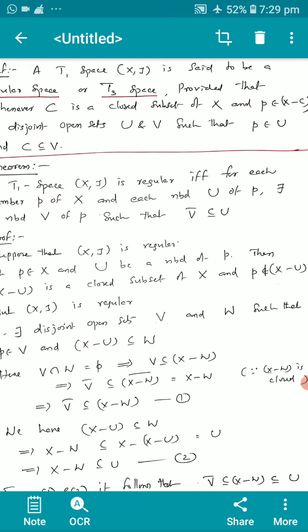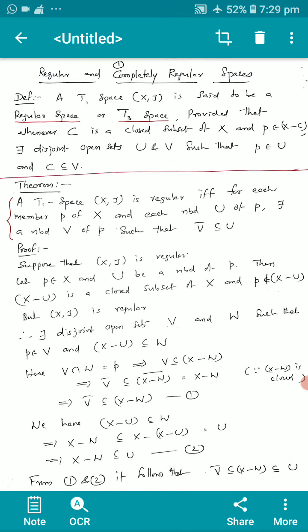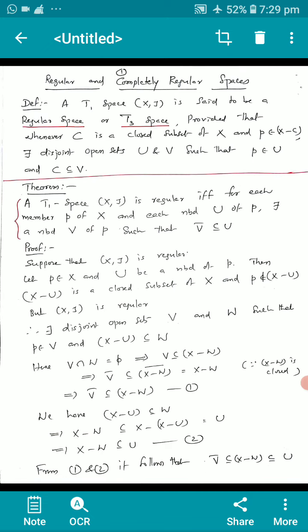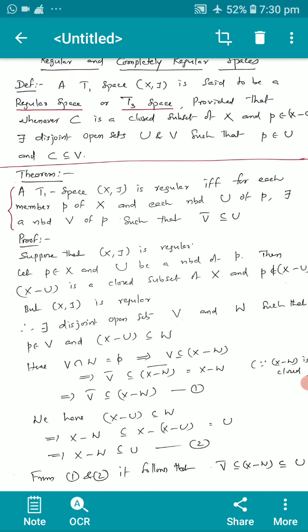A T1 space X is said to be a regular space or T3 space, provided that whenever C is a closed subset of X and P is an element of X minus C, there exist disjoint open sets U and V such that P is in U and C is a subset of or equal to V. This is the definition. That is a T3 space, or we call it a regular space.